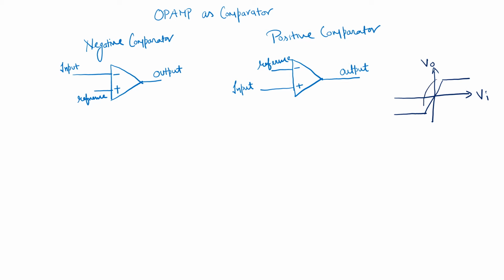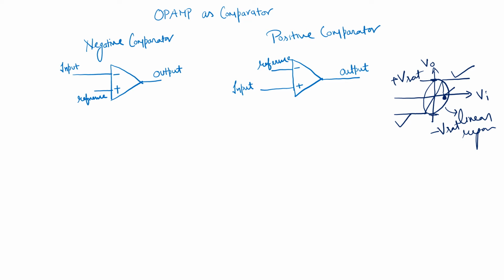This region, when the output is varying linearly with the change of input, is known as the linear region, and the region when the input exceeds a particular voltage, we get a fixed voltage, and this voltage is plus V saturation and this voltage is minus V saturation. So in a comparator we are assuming that we are operating in this saturation region.